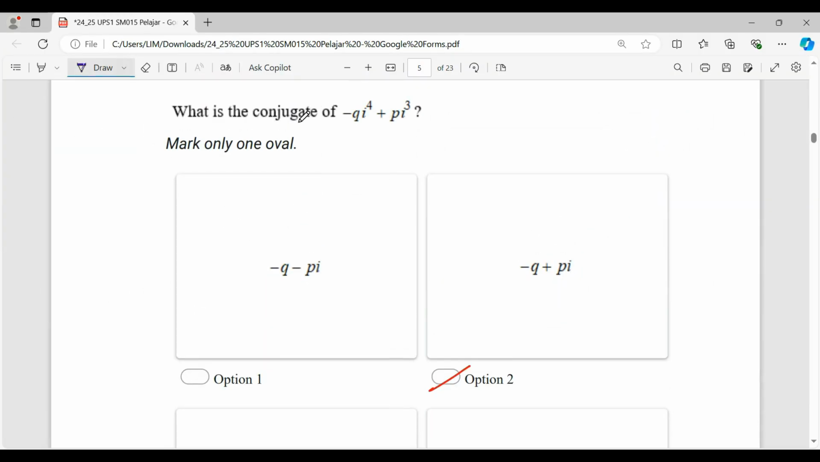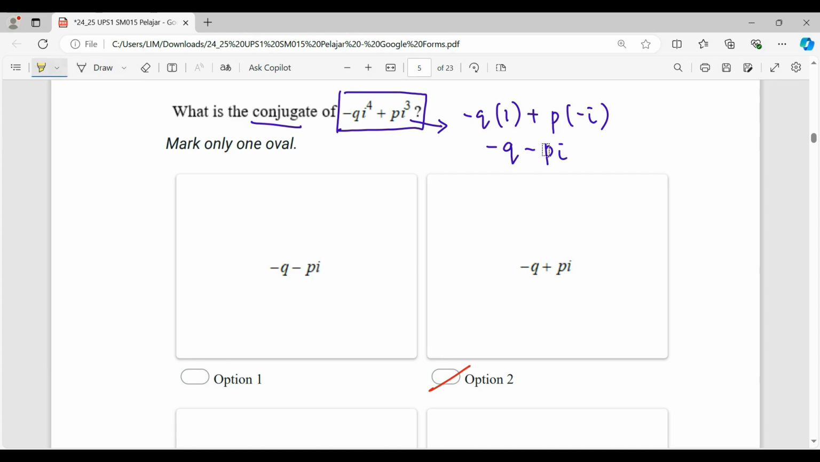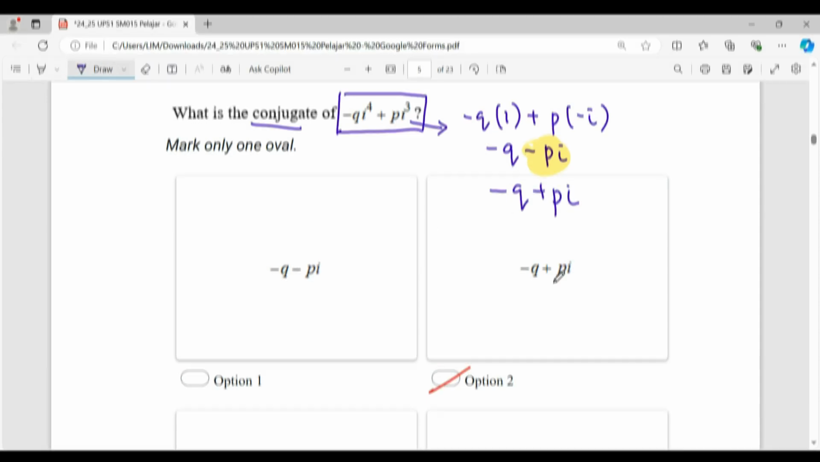Next, what is the conjugate? So we want the conjugate of this complex number. Simplify this complex number. i to the power of 4 equals 1. i to the power of 3 is negative i. As we write it, it will become negative 3 minus πi. So for the conjugate, we change the sign of the imaginary part to become negative 3 plus πi. So here we have our option.